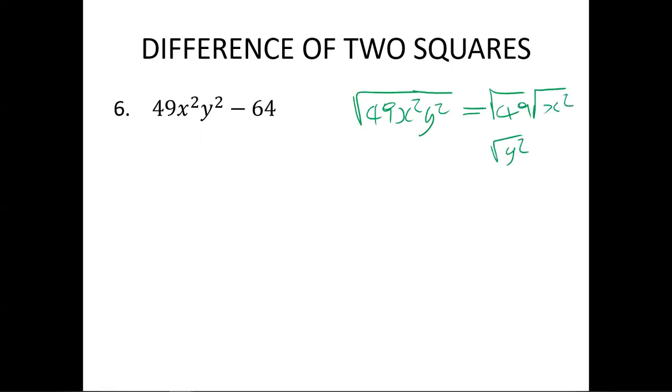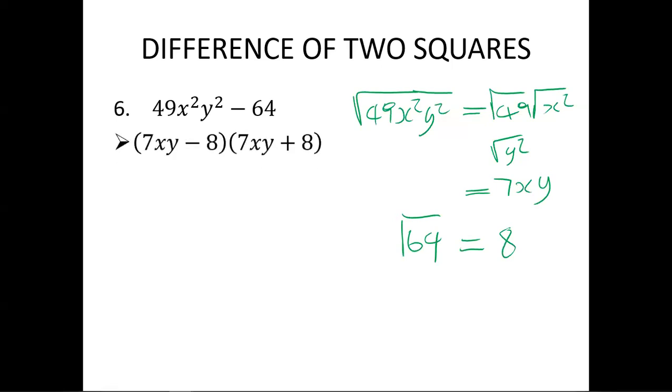You can only allocate the square root when you're dealing with division and multiplication. Since they're multiplied, you can allocate the square root to each factor. And obviously, the square root of 49 is simply 7. The square root of x squared is just x, and the square root of y squared will just be y. That's how we got to this answer, okay? And when you find the square root of 64, the square root of 64 will just give you 8. So in each bracket, the last term will be 8. In each bracket, the first term will be 7xy.